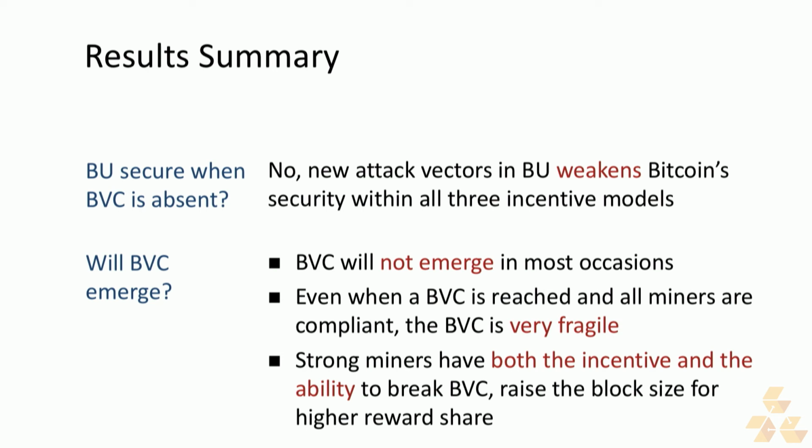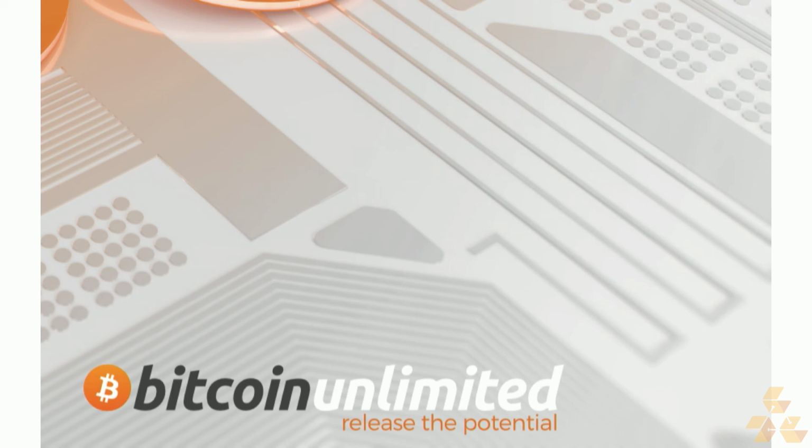And even when a BVC is reached and all miners are compliant, the BVC is very fragile. Strong miners have both the incentive and the ability to break BVC, raise the block size for higher reward share. If that is too long to remember, you can just remember their slogan. Bitcoin Unlimited, release the potential.